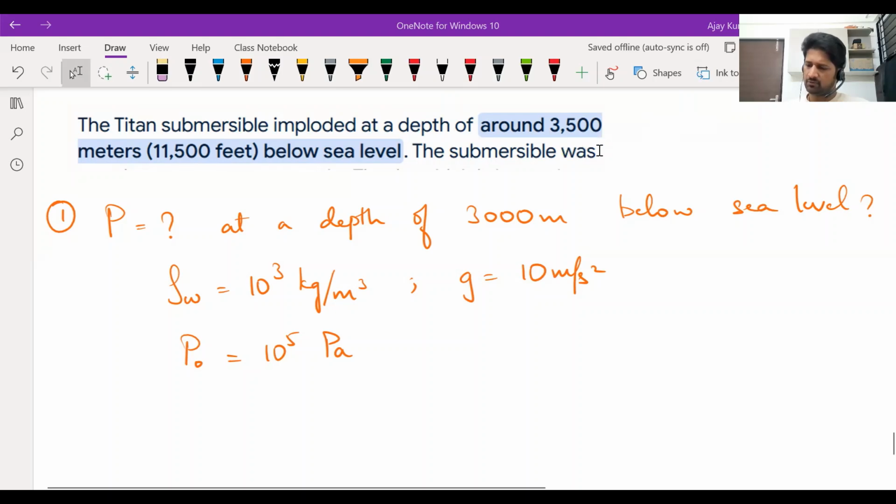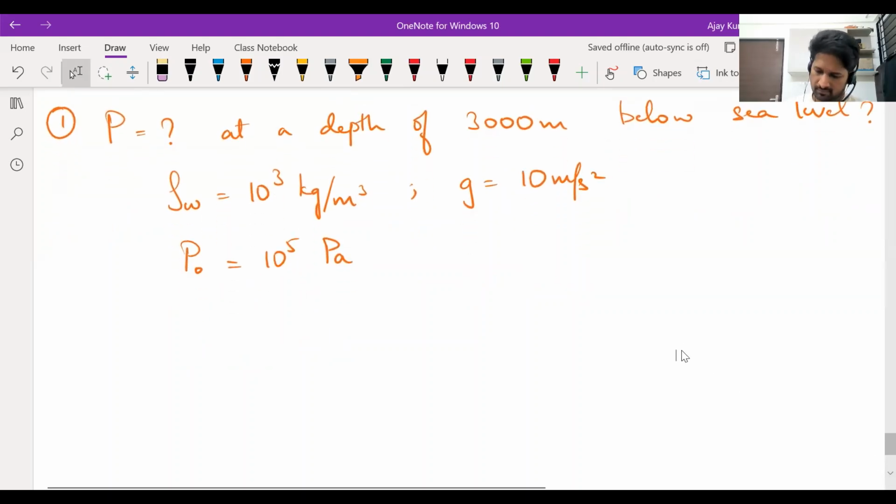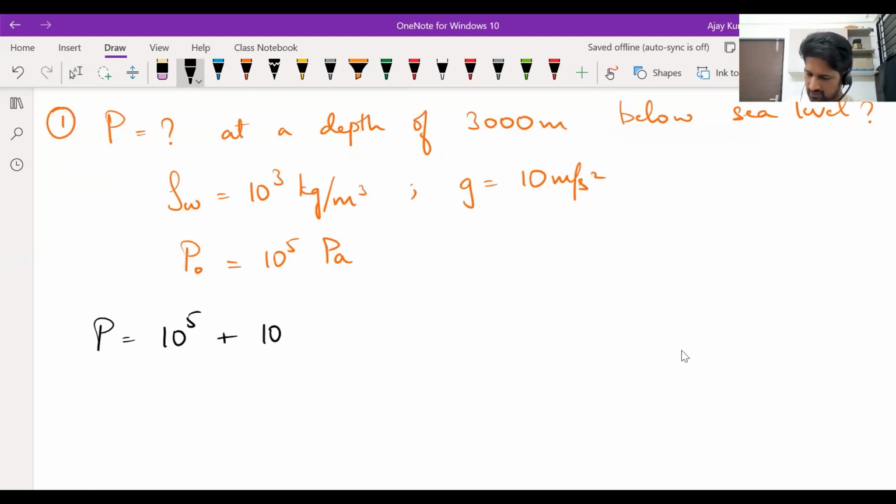No response. Pawan, tell me the formula. Sir, P is equals to P naught plus rho GH. Okay, so P becomes P naught is 10 power 5, rho is 10 power 3, G is 10, and the depth you are asked to consider is 3000 meters. So we have taken all of them in SI units. So that becomes 10 power 5 plus 3 into 10 power 7 pascals. Now, compared to 3 into 10 power 7, 10 power 5 is a very small number.